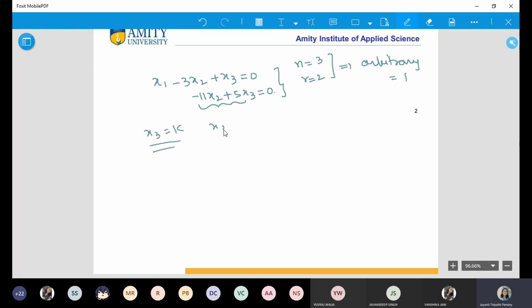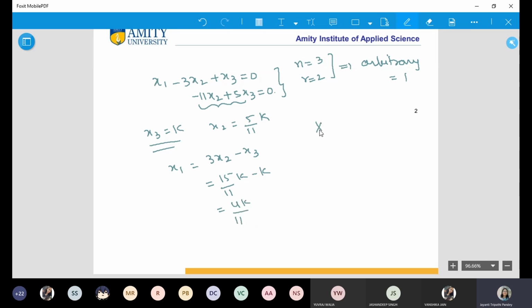Then what will be x2? x2 is 5 by 11 k. And what will be x1? x1 is 3 by 11 k. x2 minus x3 is 15 by 11 k minus k, so that is 4k by 11.